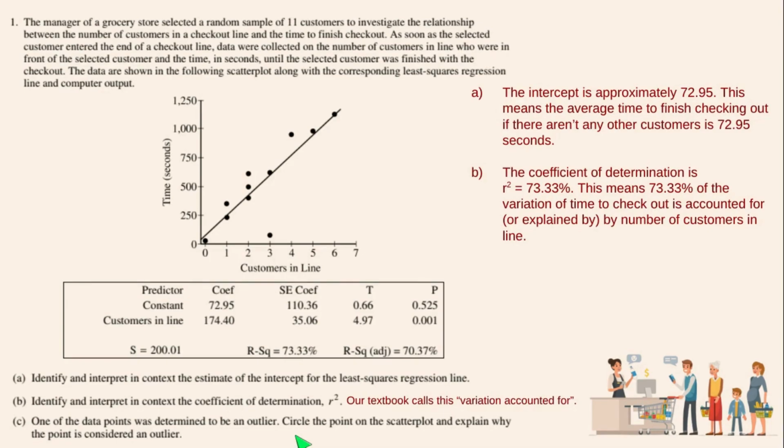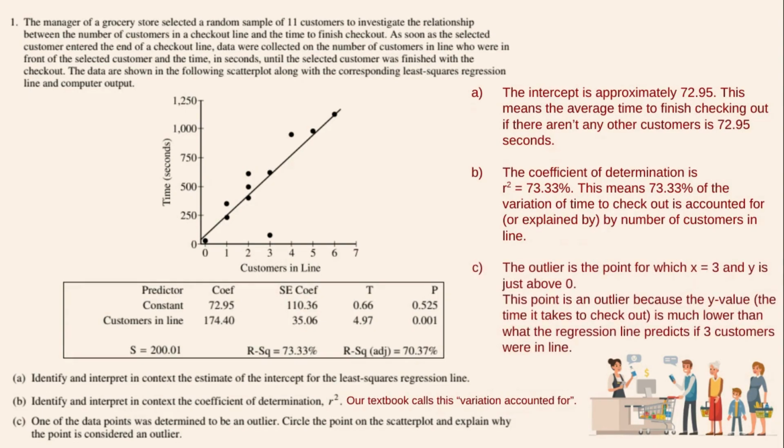Okay, let's see if we can get this one. Well, the point that you probably found is this one right here. So you'd want to circle that point right there, as I am circling it with my mouse. The outlier is the point for which x equals 3 and y is just above 0. This point is an outlier because the y value, that is the time it takes to check out, is much lower than what the regression line predicts if 3 customers were in line. That is what makes it an outlier.